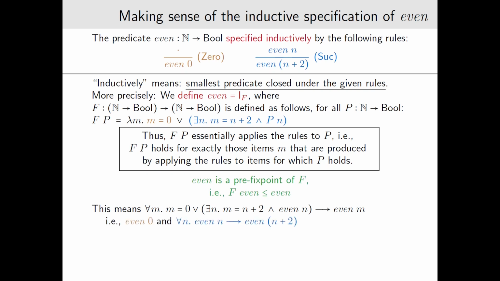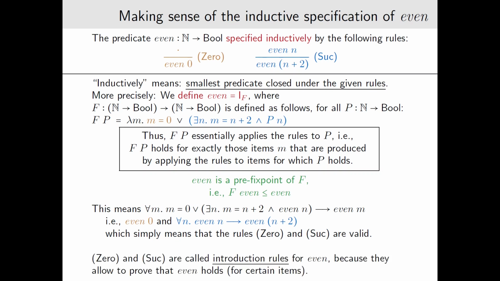And further expanding it, we see that we split into these disjunctions, and this actually means that even of 0 holds, and for all n, even n implies even n plus 2. So what this really means is closure under the rules. So prefix point means closure under the rules.